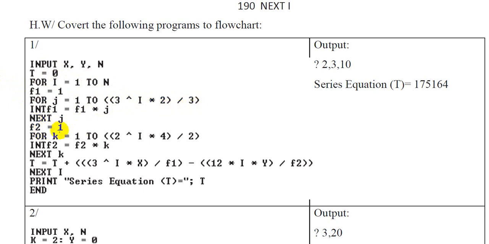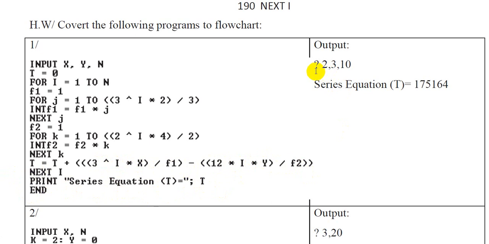Next J. F2 will be equal to 1. For K equals 1, 2, up to 1 times 4 to 2, F2 equals F2 times K. Next K. T equals T plus the function of 3 up to I times X, over the function of 12 times I times Y, F2. Next I. Print the series equation of T, comma, the series equation of T equals the value T. End.